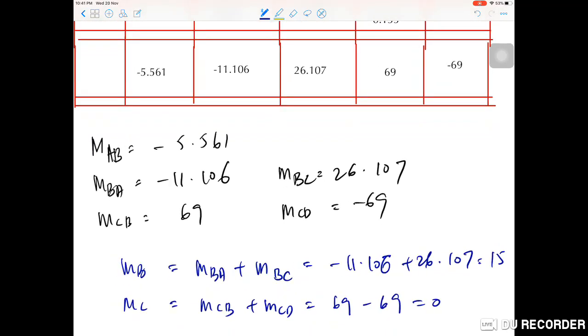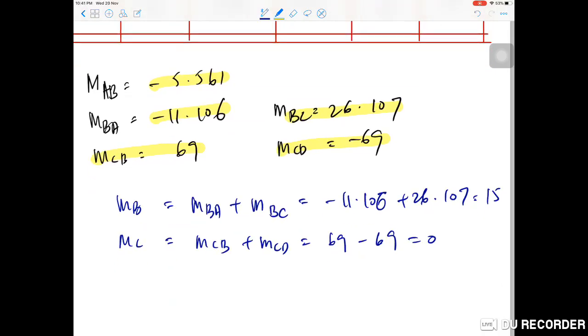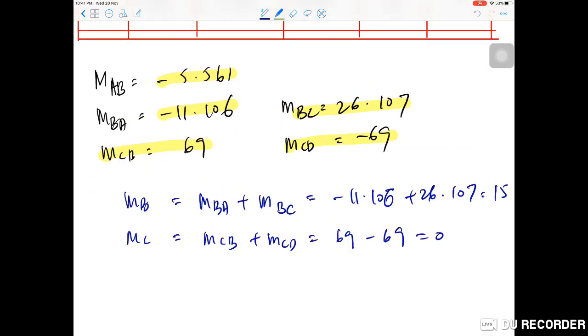So, as I mentioned earlier, there are 5 end moments for this beam because ND is cantilever. So the moments are MAB negative 5.561, MBA is negative 11.106, MBC is 26.107, MCB is 69, and MCD is negative 69. Okay, so having these values, we can actually draw the bending moment diagram.